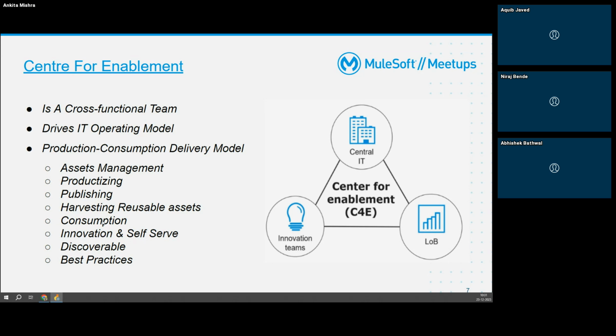It helps in educating the IT team members and let them understand why consumption of these assets will actually help them in future. Innovation and self-serve. These are assets. So you can innovate it the way the client demands, the business demands, make it discoverable, and of course follow a standard and best practices.